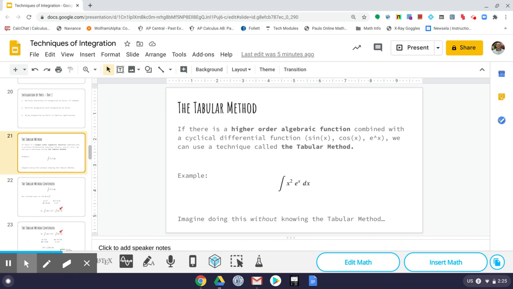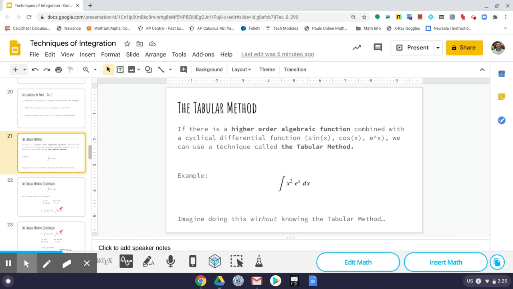And so it happens here. If we have some type of higher order algebraic function, so think of anything greater than x to the first, like an x squared, x cubed, x to the fourth, and so on and so forth, and that higher order algebraic function is multiplied or combined with some type of cyclical differential function, so sine, cosine, e to the x, those just go back and forth, or they differentiate to themselves, right? Which is e to the x.